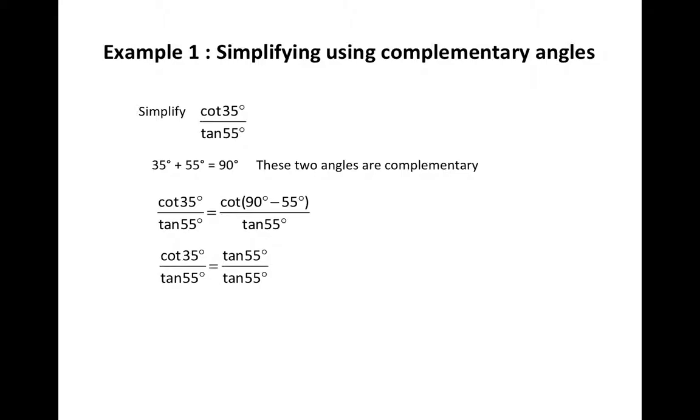So I've got tan 55 over tan 55. That's just a fraction with the same thing on the top and the bottom. It could have been 12 over 12. If we'd had 12 over 12, we'd know to cancel down to 1. And it's the same when we've got trig ratios. So tan 55 divided by tan 55 is equal to 1. So we've solved that problem now. We've simplified cot 35 over tan 55, and we found that could simplify down to 1.